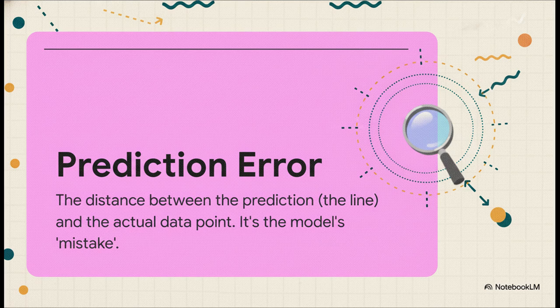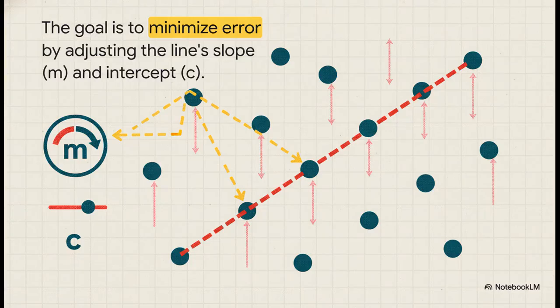It all comes down to measuring its mistakes. For every single data point, the model looks at the distance between the actual dot and its prediction line. We call this the prediction error. It's basically the model saying, oops, I was off by this much for that person. And this, right here, is the heart of the learning process. The algorithm's only goal is to minimize those mistakes. It'll keep adjusting the line, tweaking the slope, shifting the intercept, just wiggling it around until it finds the one single position where the grand total of all those errors is as small as it can possibly get.